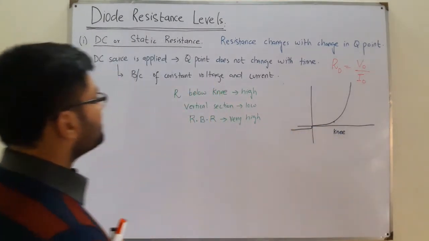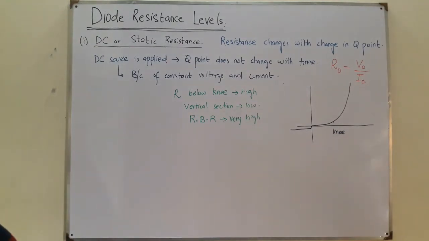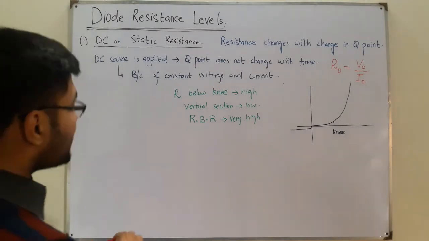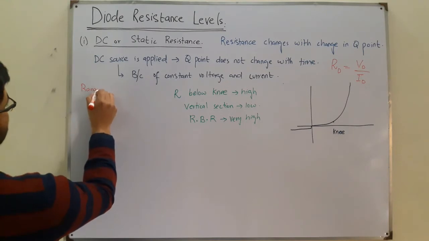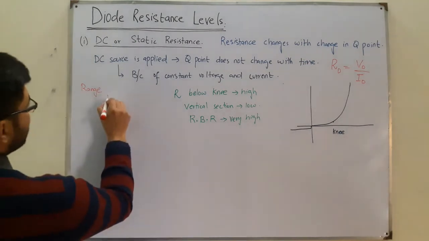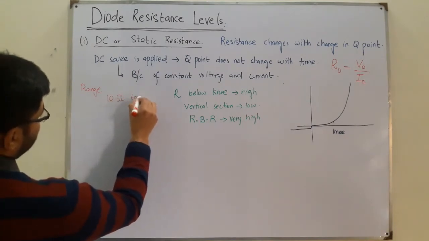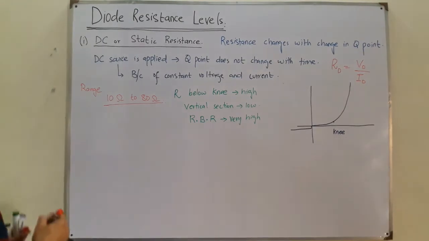The next point: in general, the higher the current through a diode, the lower is its resistance. Typically, the DC resistance of a diode ranges from 10 ohms to 80 ohms. So this is the range of it.